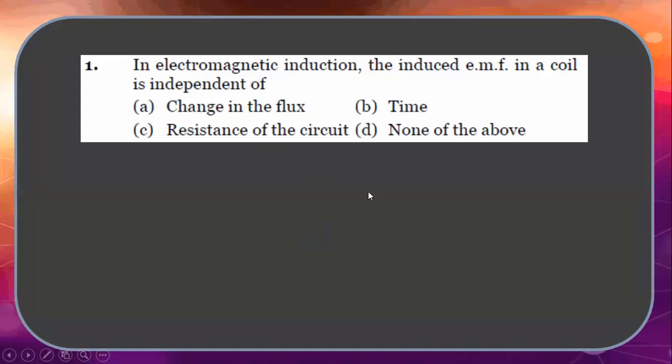See, in electromagnetic induction, induced EMF in a coil is independent. Induced EMF E is equal to minus d by dt of NBA cos theta. It will depend on these factors.